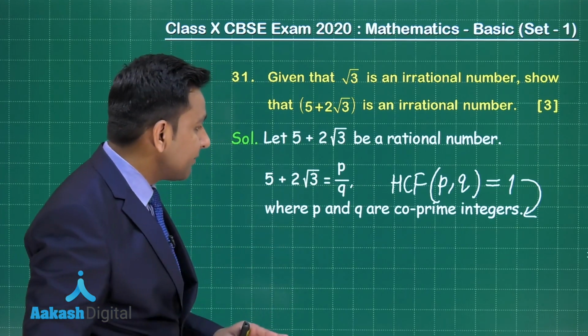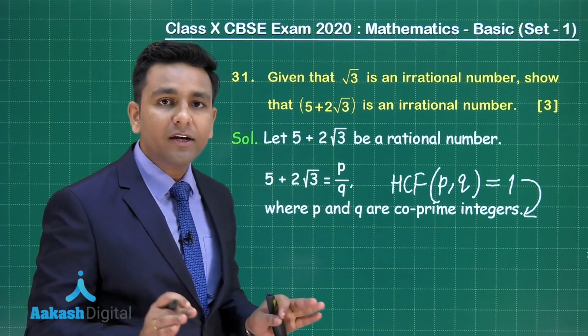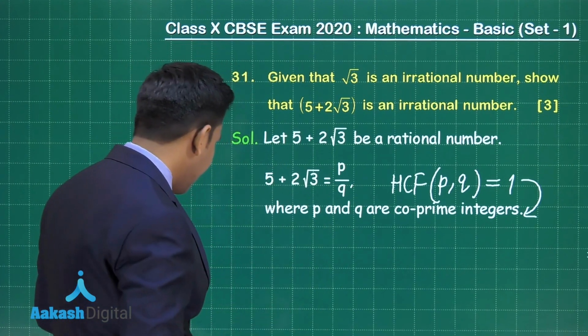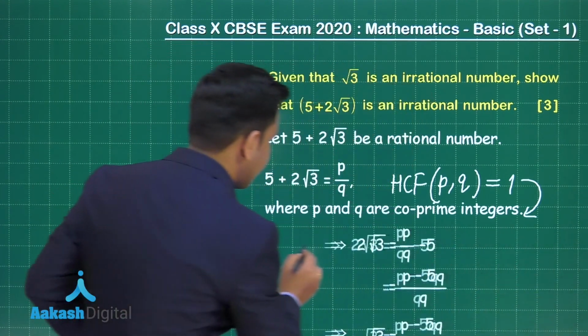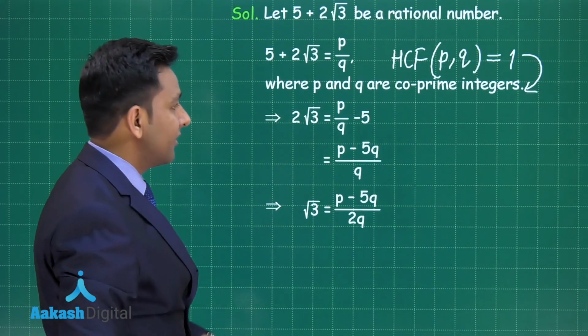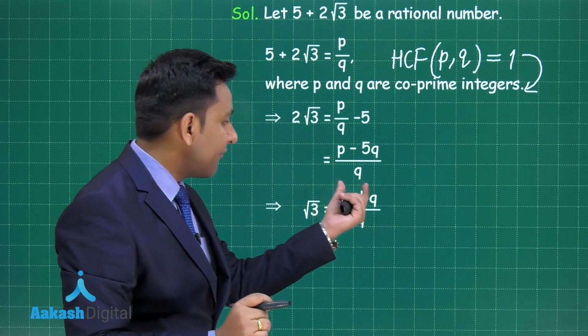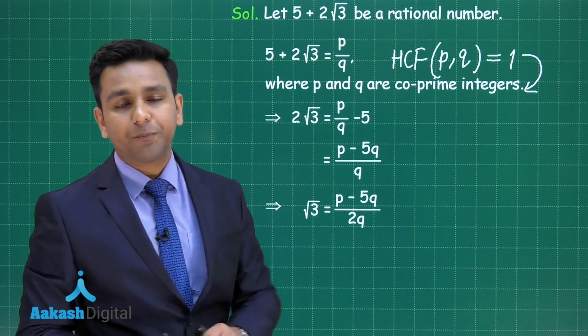Now, in the next step, we will be simplifying this: 5 plus 2 times root 3 is equal to p upon q. And we are getting this expression: 2 times root 3 is equal to p upon q minus 5. And finally, we are getting root 3 is equal to (p minus 5q) divided by 2q.